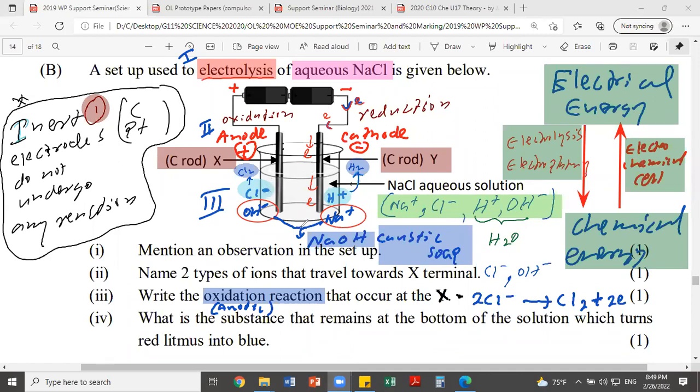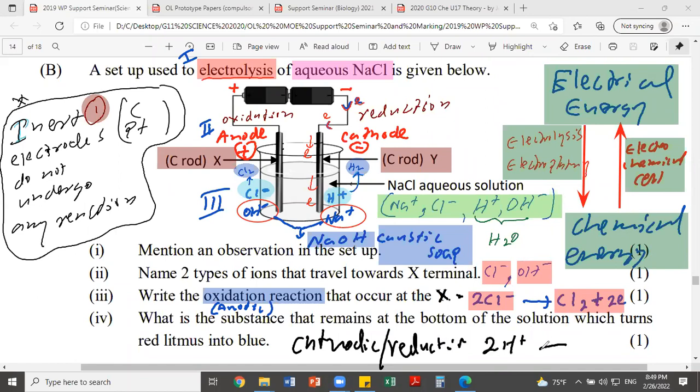Now write, okay, I gave the answer. I'll highlight the answers. I gave answers for all of this. Observation I didn't write. Cl minus and OH minus are attracted to the X terminal. Then at the X terminal Cl minus becomes Cl2 gas. And can you write the cathodic reaction also? Oxidation reaction, can you write separately? Cathodic reaction also. Whatever question they ask, you can write now. Cathodic reaction or the reduction reaction will be what?